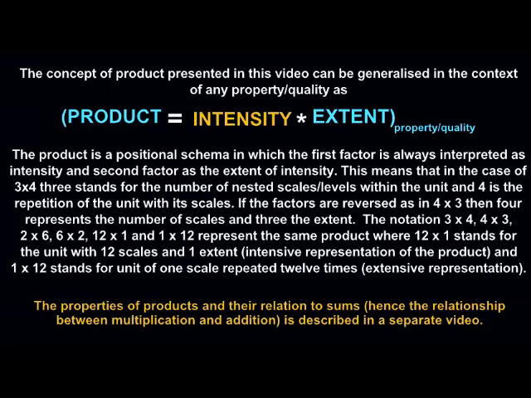The concept of product presented in this video can be generalized in the context of any property or quality in the following way. Product equals intensity times extent of a property or quality. The product is a positional schema in which the first factor is always interpreted as intensity and the second factor as the extent of intensity. This means that in the case of 3 times 4, 3 stands for the number of nested scales or levels within the unit, and 4 is the repetition of the unit with its scales.